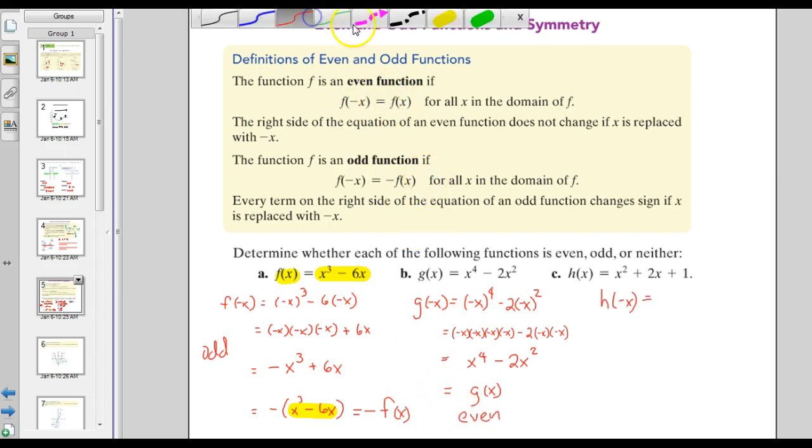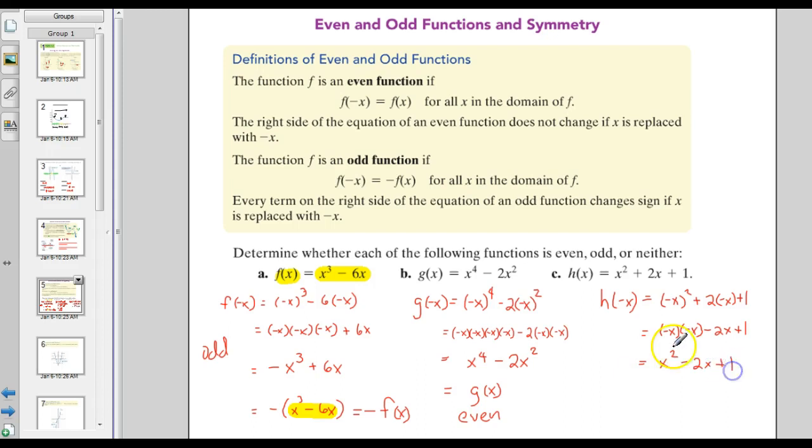All right, and then finally h of negative x. So I'm going to square negative x. I'm going to multiply negative x times 2 and then add 1. Alright, negative x squared is negative x times negative x. Positive 2 times negative x is minus 2x plus 1. And then negative times a negative is a positive. X times x is x squared. And if you look, we keep the sign for x squared. We keep the sign for plus 1. But we change the sign for 2x.